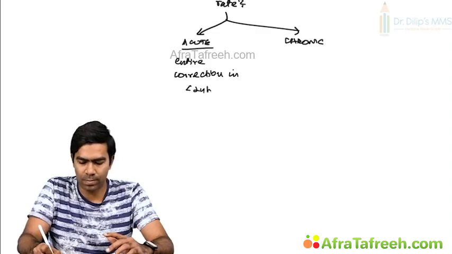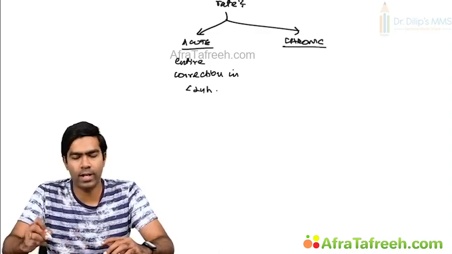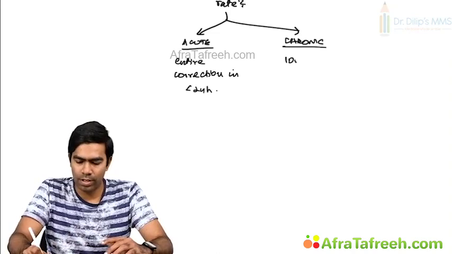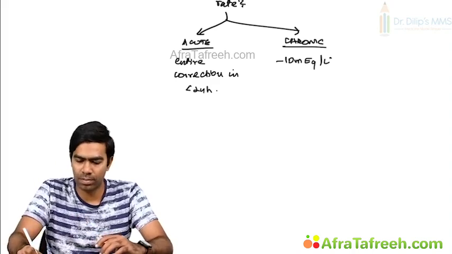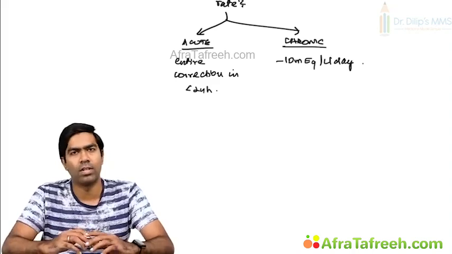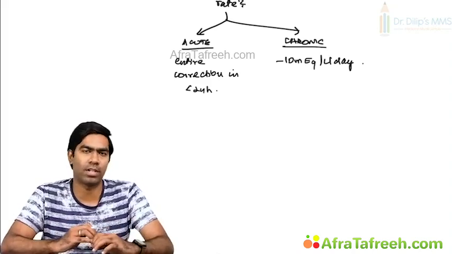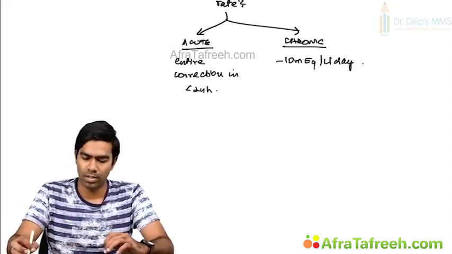within a 24 hour span. Whereas in a chronic hypernatremia, the usual rate of correction will be reducing the sodium by 10 milliequivalents per liter per day, in 24 hours. Up to 12 you can do, but 10 is the standard number in case of a chronic hypernatremia.